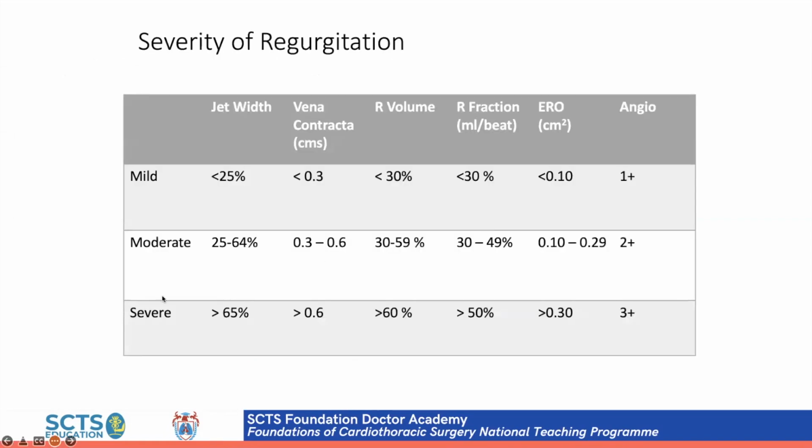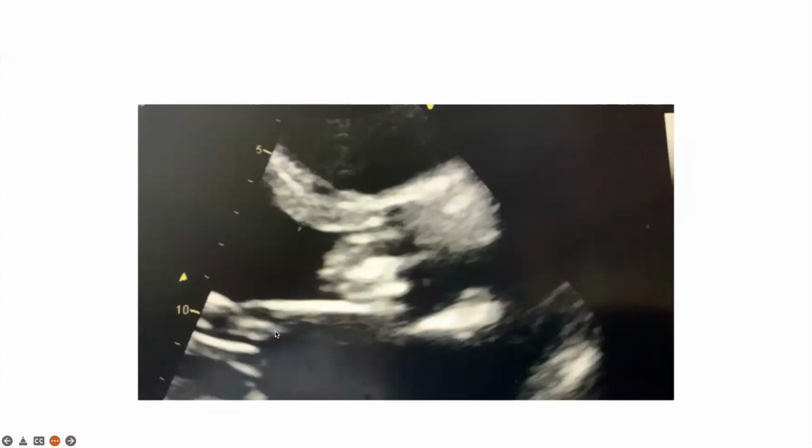These are the categories now, just like with aortic stenosis. Severe is measured by the jet width more than 65, the vena contracta 0.6, the regurgitant volume we can measure, and the regurgitant fraction, all markers of severity.